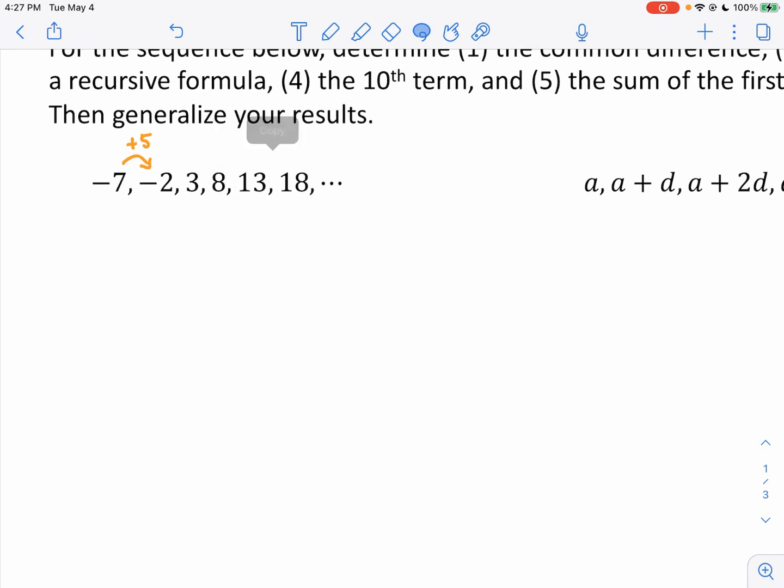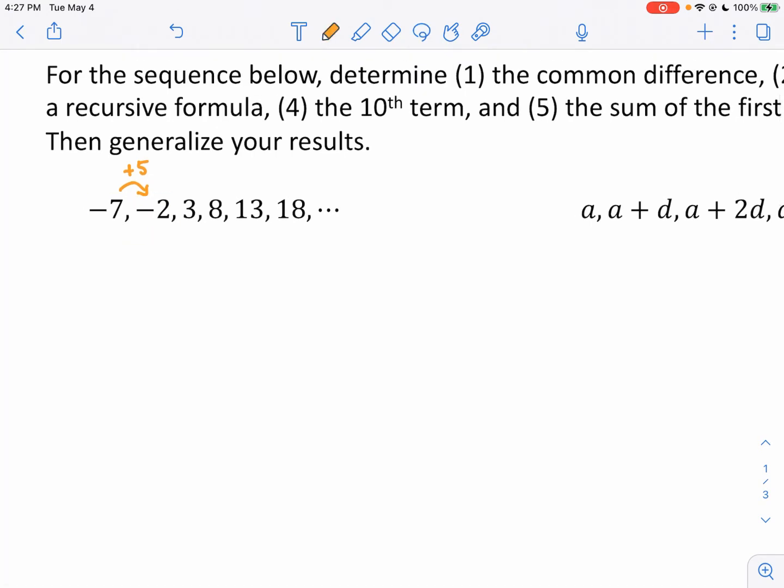18 minus 13 is 5, 13 minus 8 is 5, 8 minus 3 is 5, 3 minus negative 2 is 5, and negative 2 minus 7 is 5. So our first question was to find that common difference, and we're going to use d to stand for the common difference, and it's going to be 5. It's the number that you're adding to go from term to term from left to right.